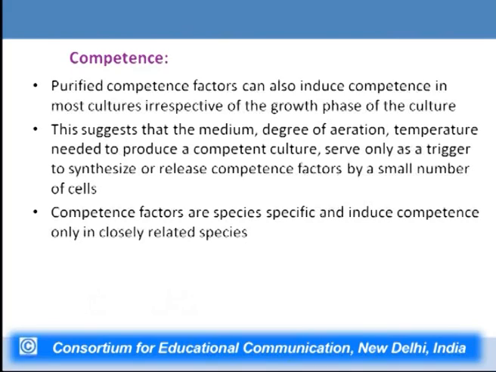The competence factors are species specific and induce competence only in closely related species. If we take purified competence factors from species A and try to induce competency in species B using that competence factor, it will not be able to induce competency because they are species specific. Also, if we culture two different bacteria simultaneously in a culture medium, and in species A a few cells develop competency and secrete their competence factor in the medium, species B will not be turned into competent cells. Only species A will turn into competent cells because of the limitation that competence factors are species specific and can induce competence only in closely related species.